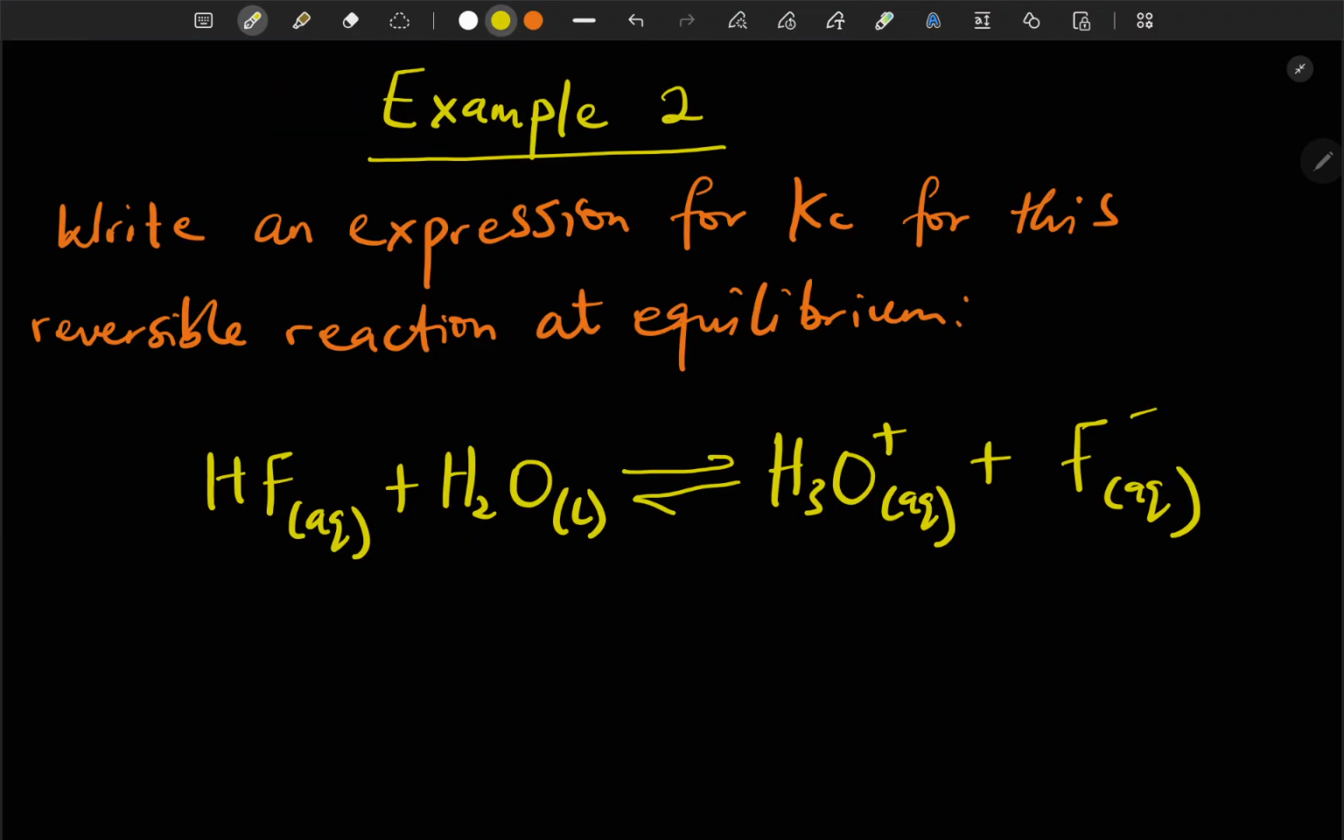So let's consider another example. Write an expression for Kc for this reversible reaction at equilibrium. Hydrofluoric acid plus water gives oxonium ion plus fluoride ion. So let's solve this. You can pause the video and try to solve this question before checking the solution.